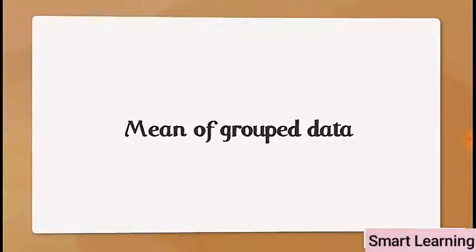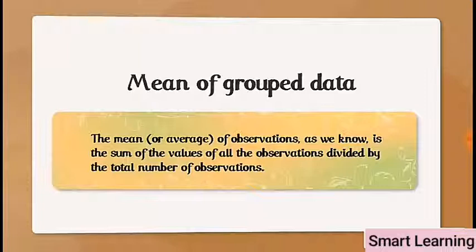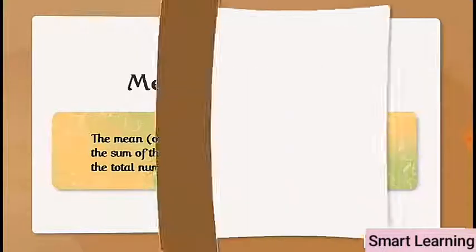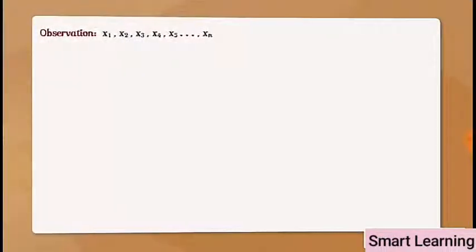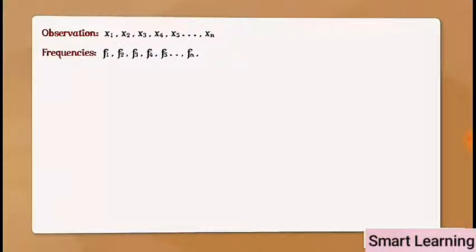In this module, we will discuss the mean of grouped data. The mean or average of observations, as we know, is the sum of the values of all the observations divided by the total number of observations. That is, if x1, x2, x3, x4, x5 till xn are observations with respective frequencies f1, f2, f3, f4, f5 till fn, then this means observation x1 occurs f1 times, x2 occurs f2 times, and so on.